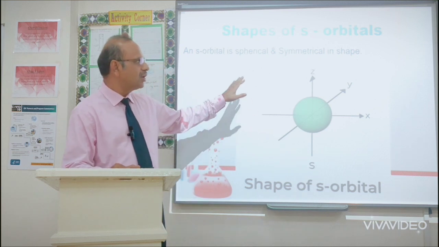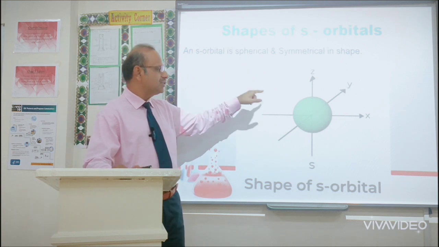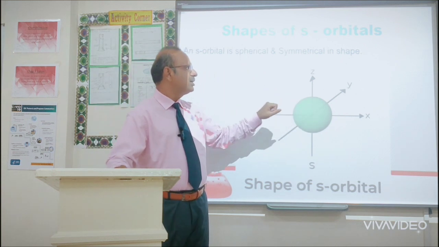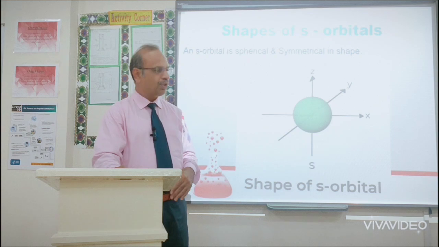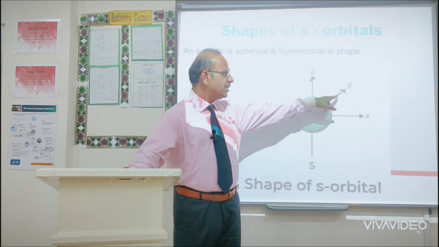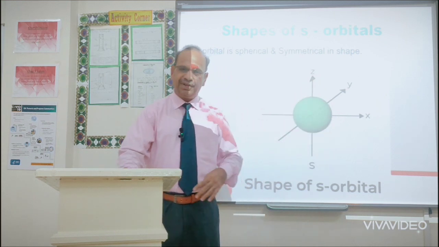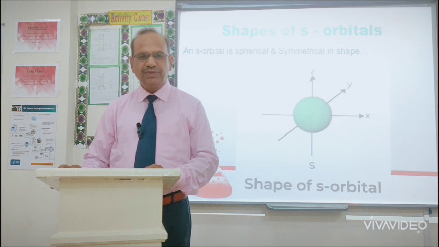Look here at the shape of the s orbital. The s orbital is spherical and symmetrical in shape. If you draw the three axes, the x-axis, y-axis, and z-axis, the shape of the s orbital is spherical.